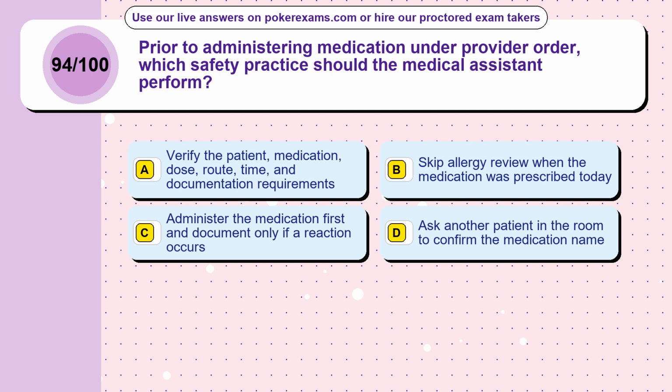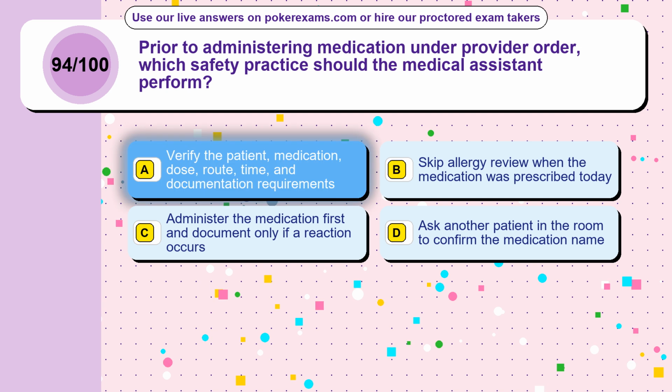Option C. Administer the medication first and document only if a reaction occurs. Option D. Ask another patient in the room to confirm the medication name. The correct answer is option A. Verify the patient, medication, dose, route, time, and documentation requirements.